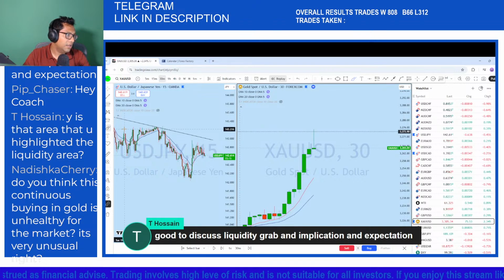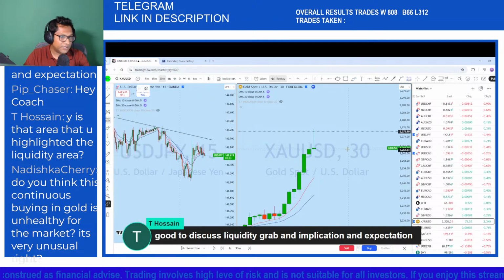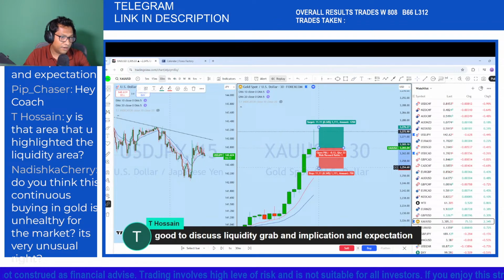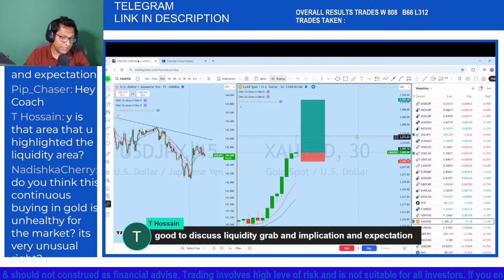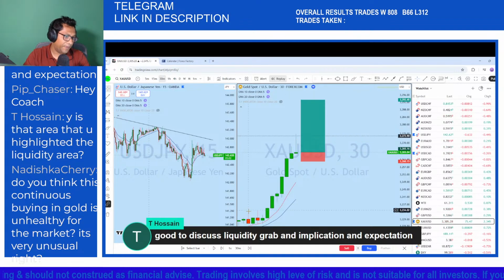Let's understand why it is important. Let's say someone has bought from here or from here, and their stop loss is in this area, and it's a buy trade, right? So what happened next?